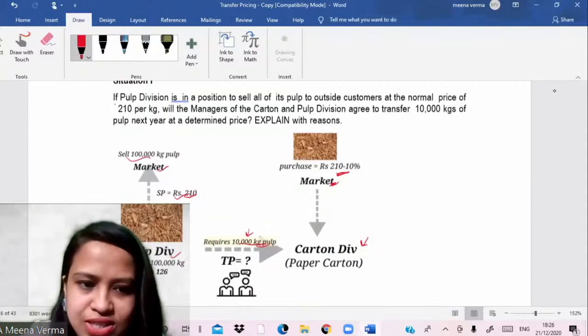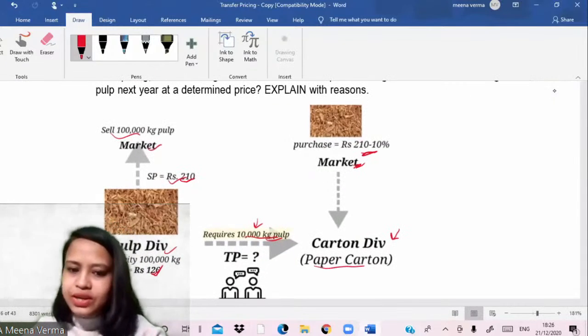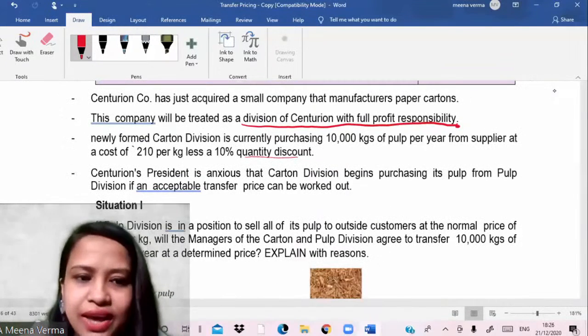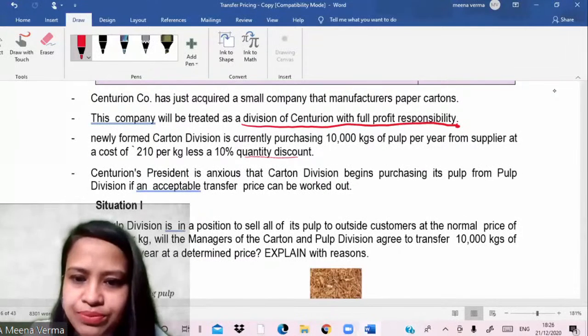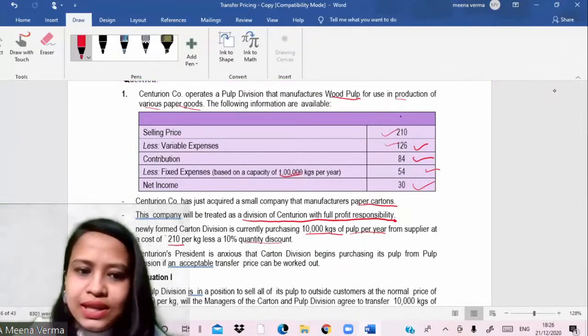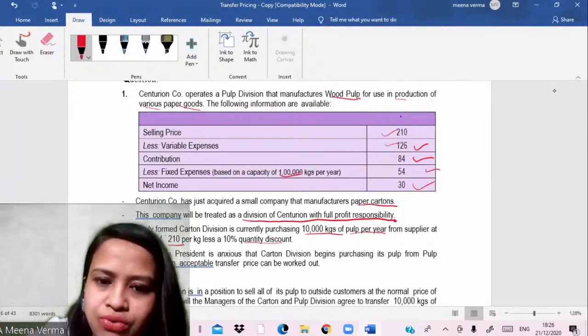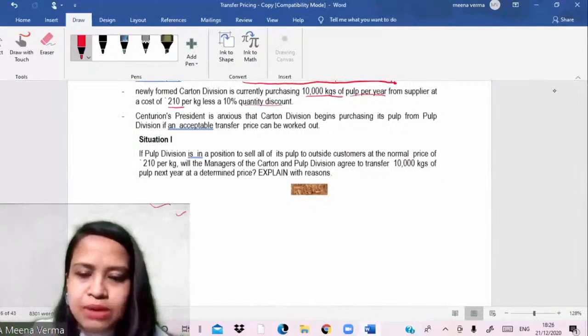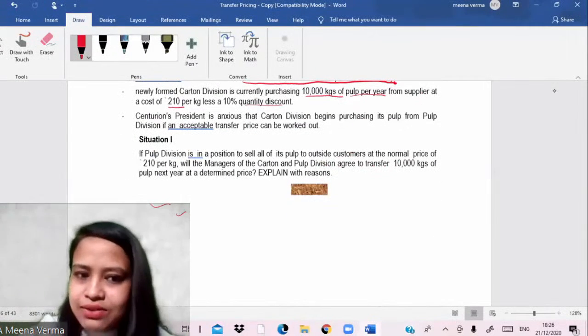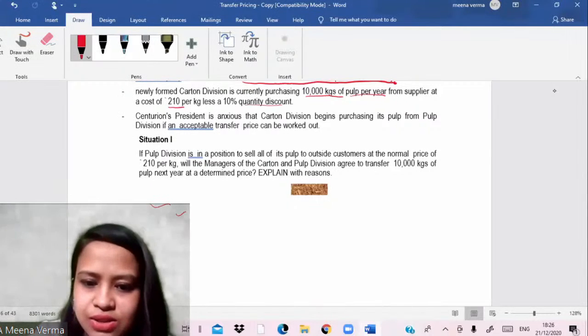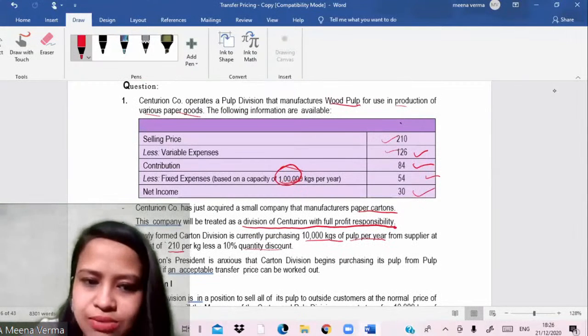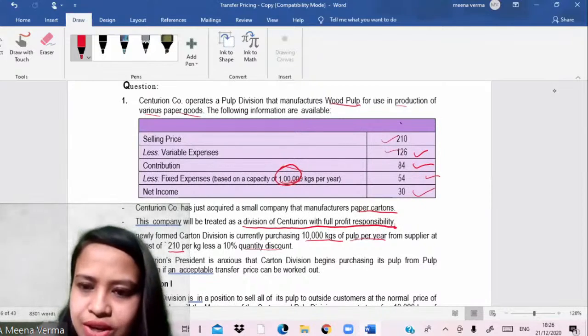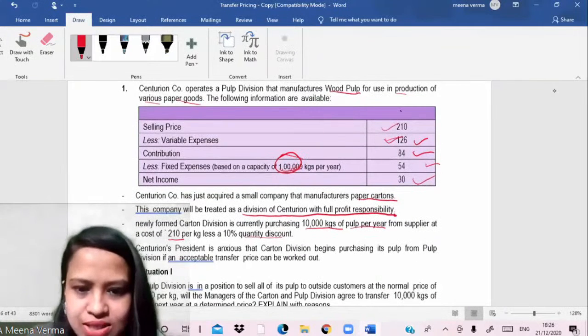This is the question you have. Okay, you can read the question again. You can read this question. The capacity of this pulp division is 1 lakh. It is clearly written here. The price in the external market is 210. Variable cost is this. Everything is given in the question.